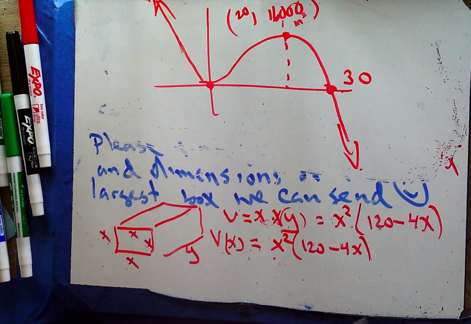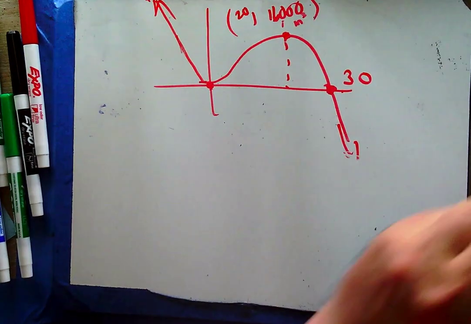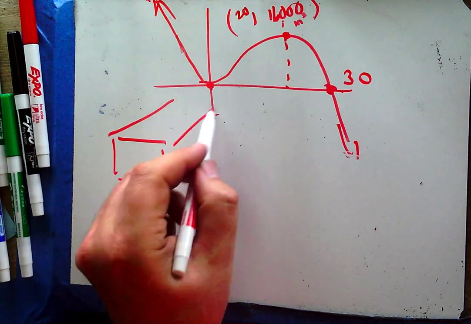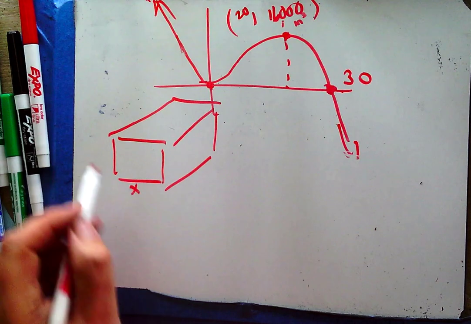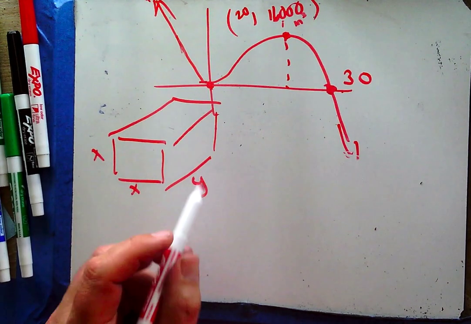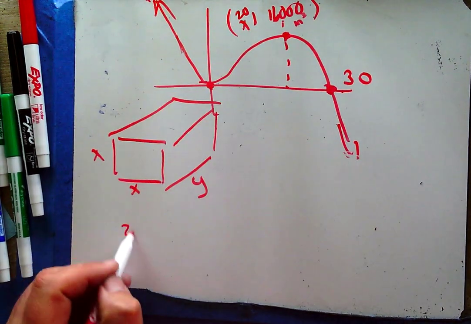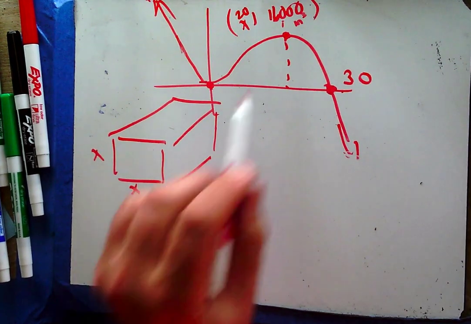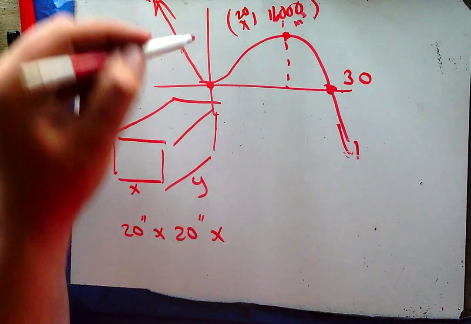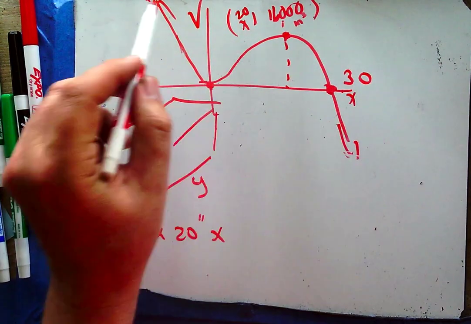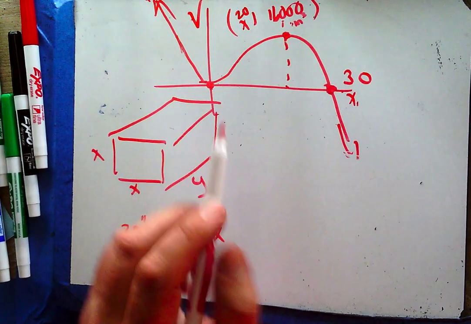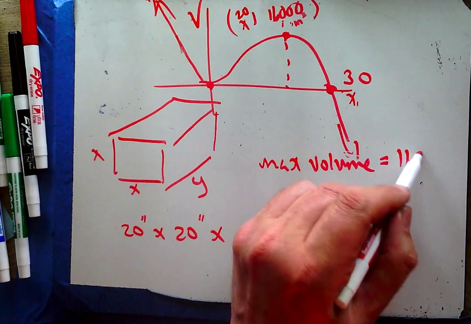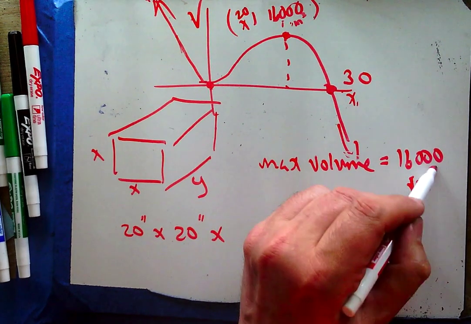Okay, so what are the dimensions of this box? Well, we remember that the box was x by x by y. And we know that x is 20. So 20 inches by 20 inches by... Now, is this our y? No, remember this is a graph of volume as a function of x. This is the maximum volume. Max volume is 16,000 inches cubed.